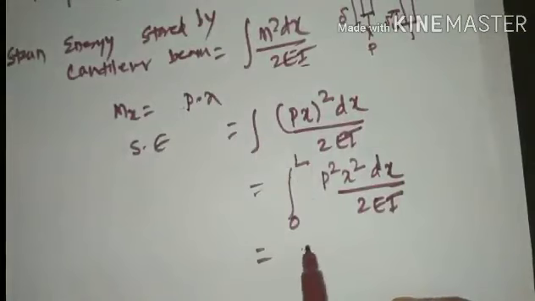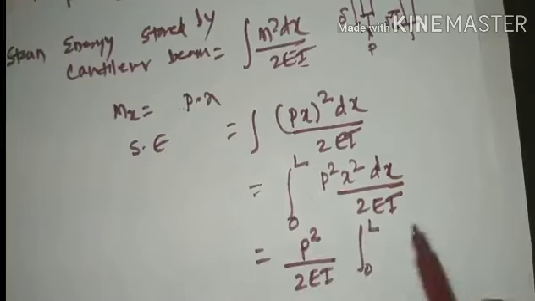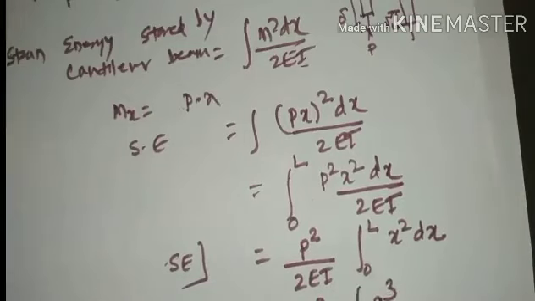We shall take the constant terms, that is P squared divided by 2EI, outside. Inside the integration term, it will be 0 to L x squared dx. So this is the strain energy stored in the cantilever beam. This is P squared divided by 2EI times the integration of x squared, which is x cubed by 3, from 0 to L.